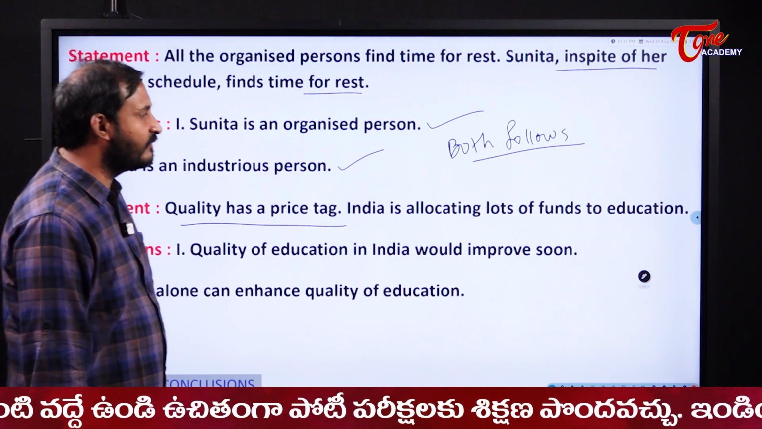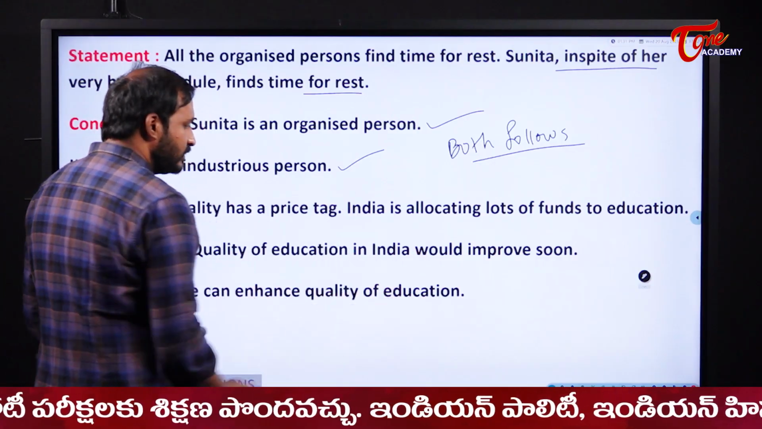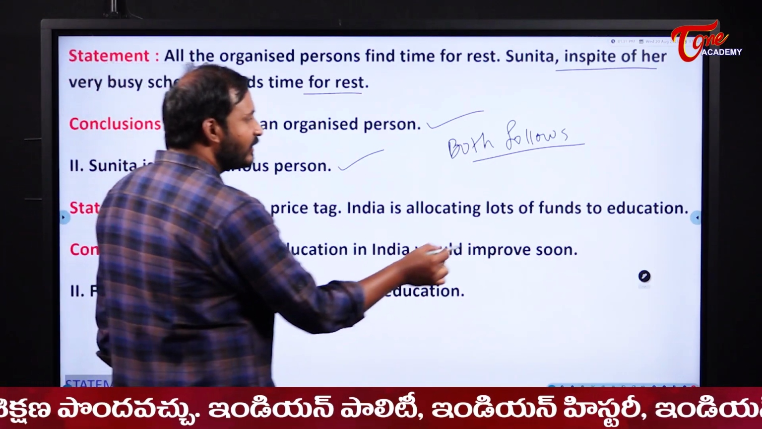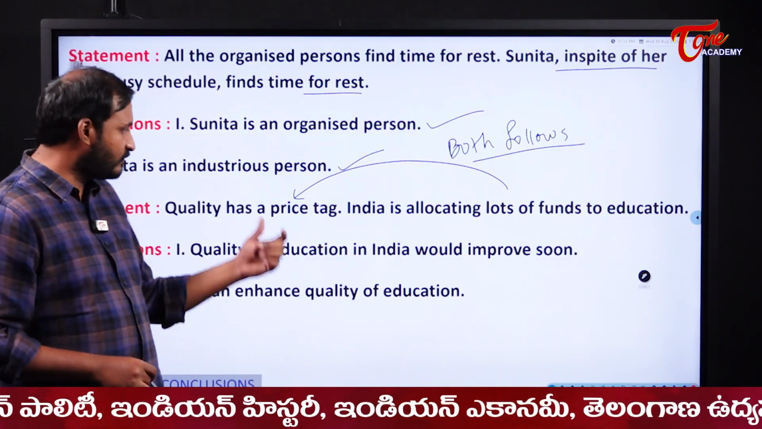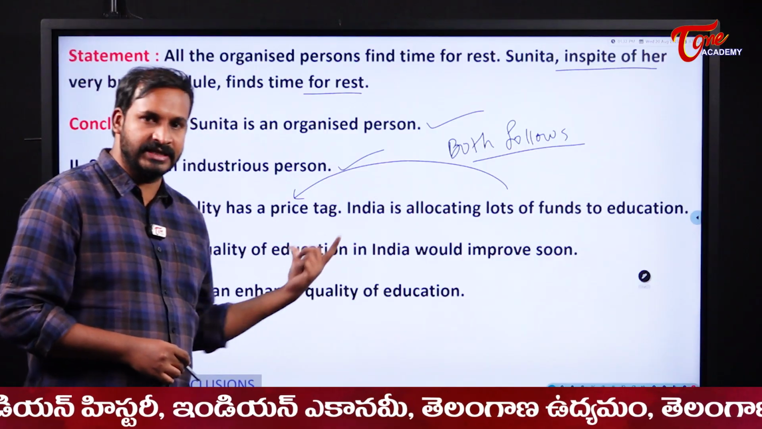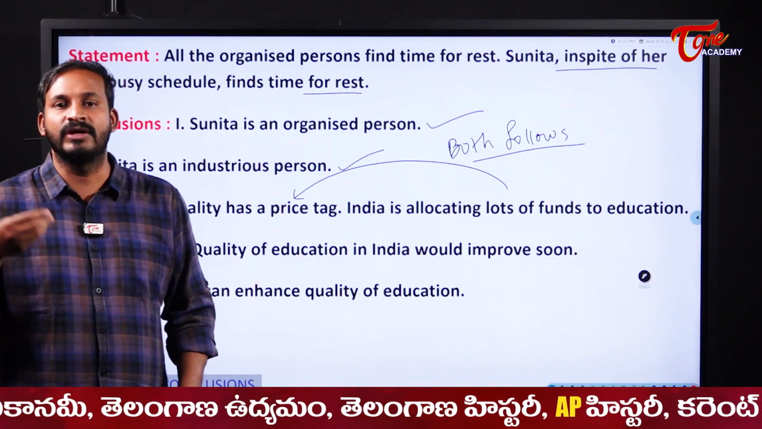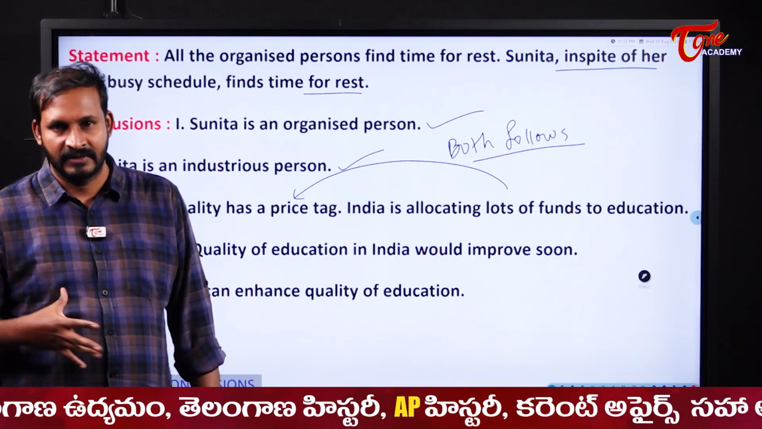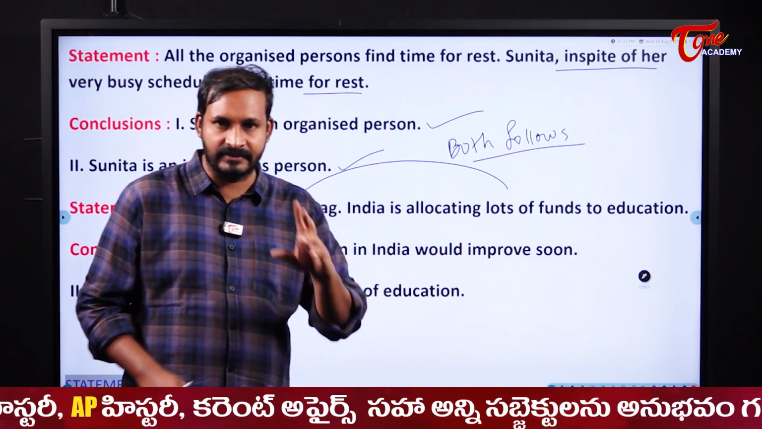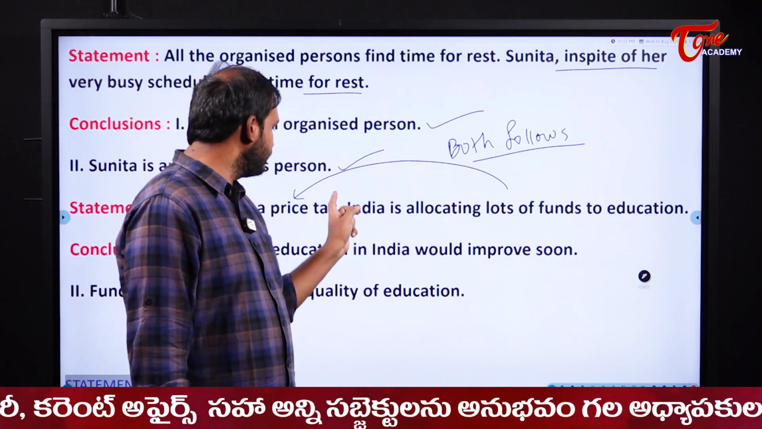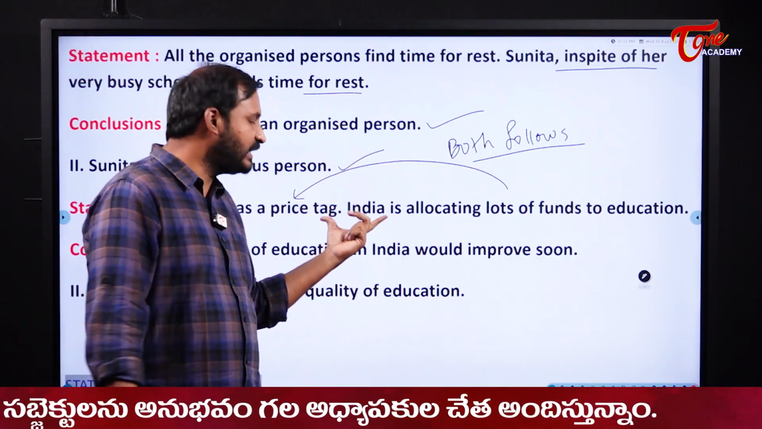India is allocating lots of funds to education. Now, see here students, whenever these types of statements are given, what it means is India is allocating funds just to increase the quality of education, right? Why? Because of the relation between these two statements: quality has a price tag means if you invest more, you will get better quality. And immediately they said India is allocating lots of funds to education, which tells us India is investing more money so that the quality of education increases. Here the context is that one.